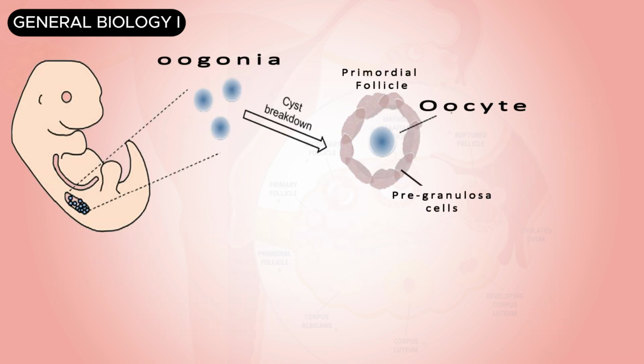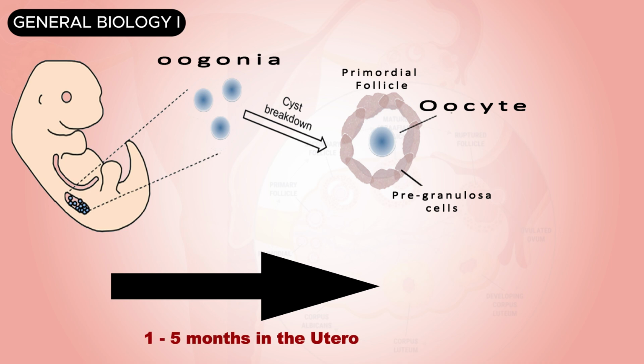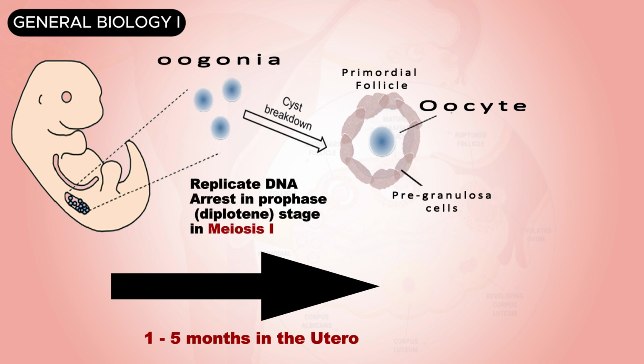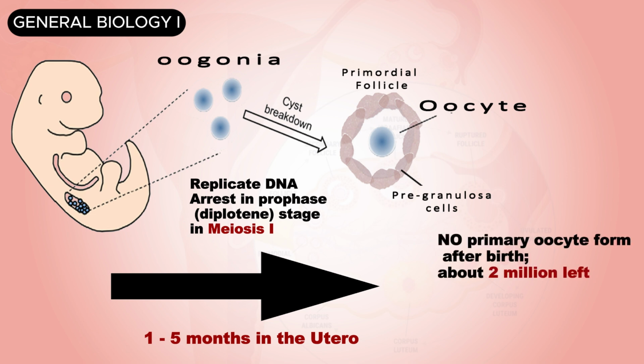Around the 20th week of fetal development, the oogonia begin to differentiate into primary oocytes. These oocytes start meiosis 1, but the process halts at prophase 1, where the oocytes remain until puberty. At birth, a female has about 1 to 2 million primary oocytes in her ovaries, but many of these oocytes are lost over time through atresia, a natural process of programmed cell death that reduces the number of primary oocytes over time.